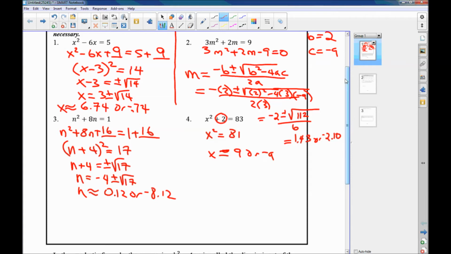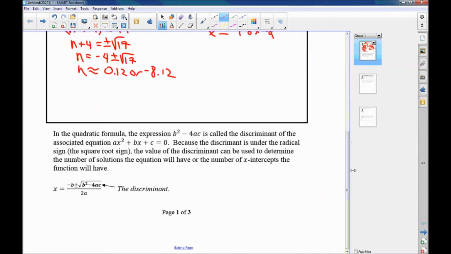Okay. All right, down below here, in the quadratic formula, the expression b squared minus 4ac is called the discriminant of the associated equation ax squared plus bx plus c equals 0. Because the discriminant is under the radical sign, the value of the discriminant can be used to determine the number of solutions. Okay, the number of x-intercepts, the places where this function will cross the x-axis.